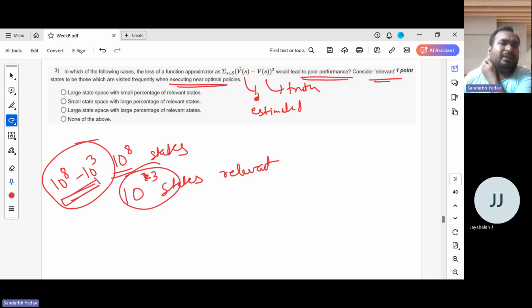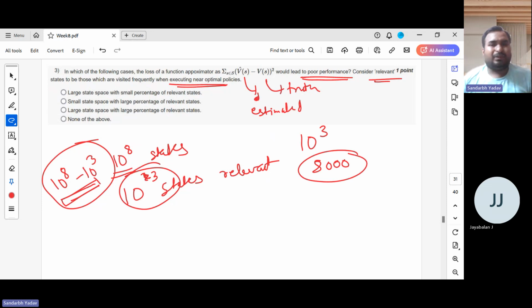But if it's a small state space with a large percentage of relevant states, say the state space is 1,000 and out of that maybe 800 are relevant states, then it doesn't really matter, because much of the contribution to this loss function will be coming from relevant states. So in that case, there won't be poor performance. Obviously, there will be some degradation, but not so much that you can label it as poor performance.